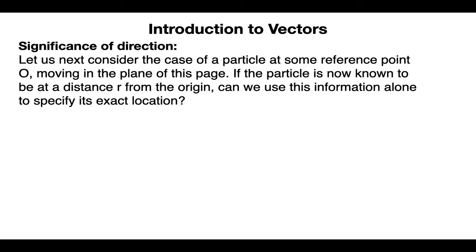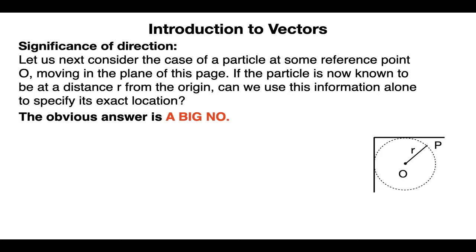With this information, can we locate the final or present position of the particle? The obvious answer is a big no. For the purpose of elaboration, consider this diagram. The particle was at O, now it is at a distance r. Say it is at some point P, but P is not a unique point. P can be anywhere on the circumference of the circle. So if we don't have a sense of direction, we cannot exactly locate the final position of the particle.